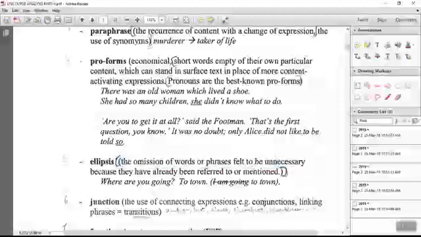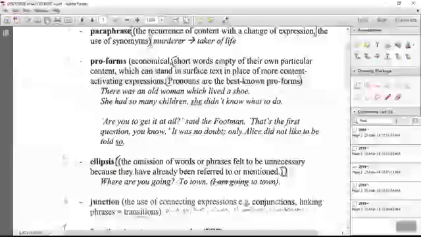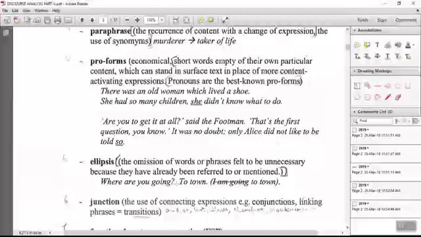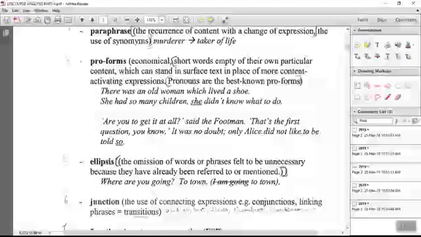Referred to, mentioned, or may be understood from the context. Example: where are you going? To town.